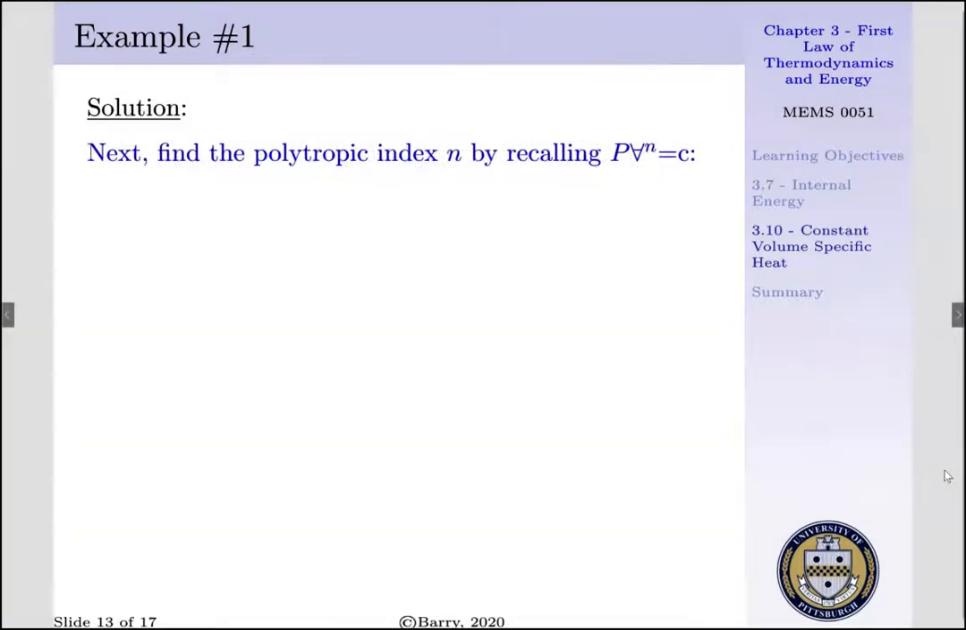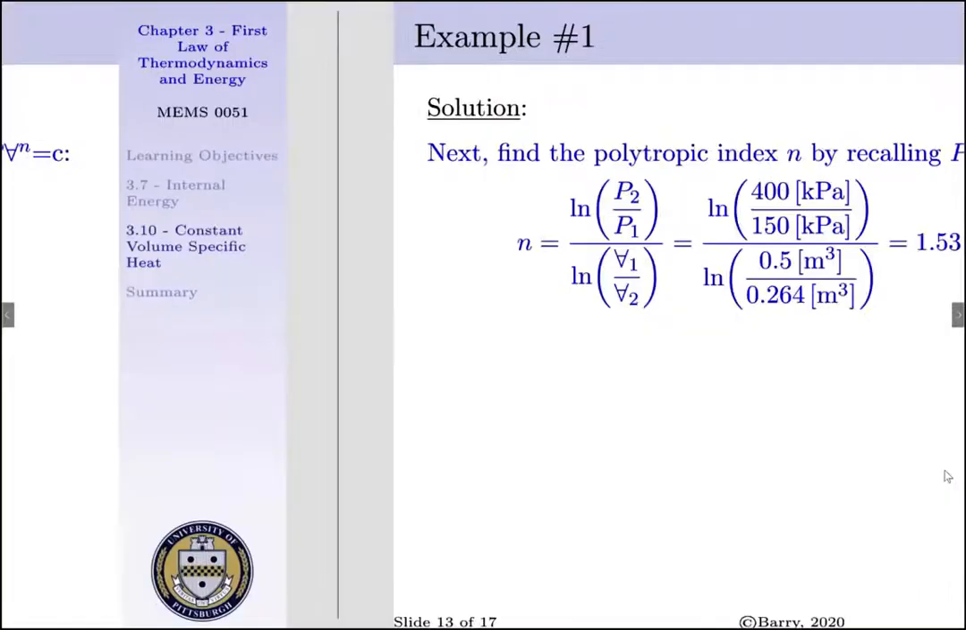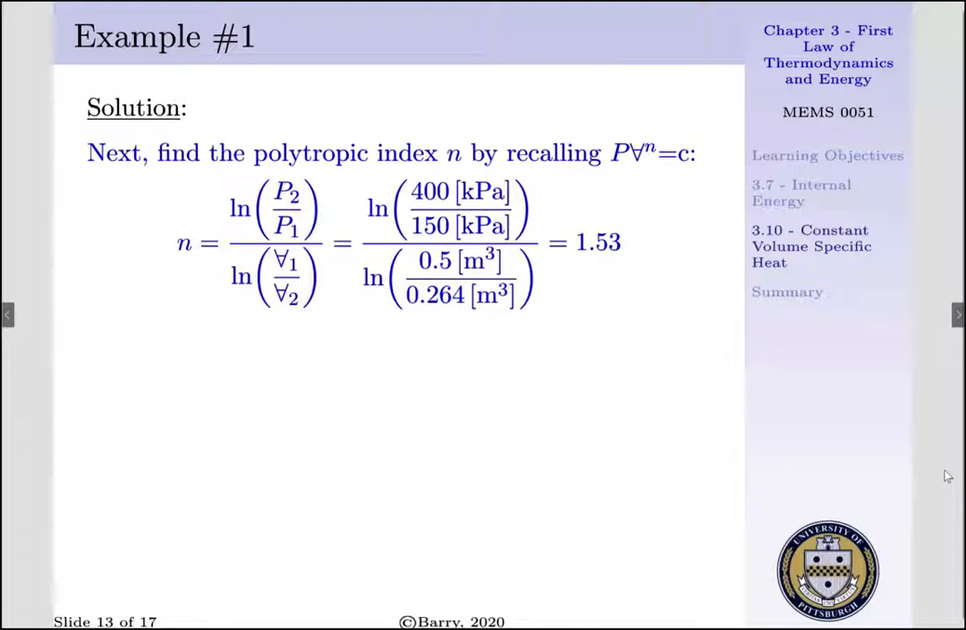Now, we need to find our polytropic index n for us to determine our work. And if we recall, our pressure times our volume to the n is equal to a constant, we can solve for n. n is equal to the natural log of P2 per P1 per the natural log of V1 per V2, where we'd have the natural log of 400 kPa per 150 kPa per the natural log of 0.5 cubic meters per 0.264 cubic meters, or our polytropic index is 1.53.